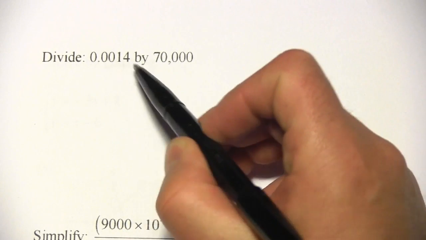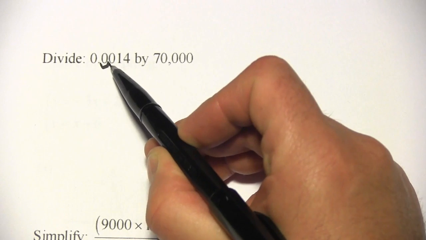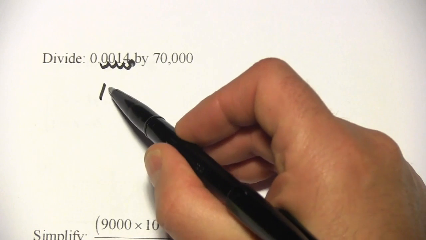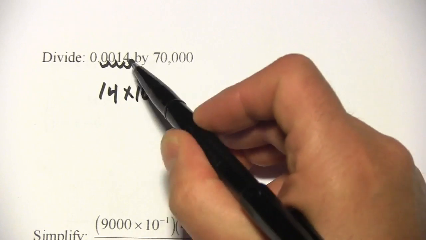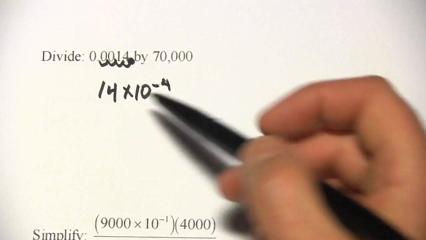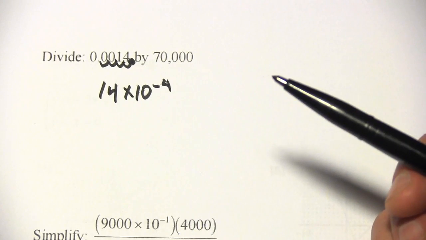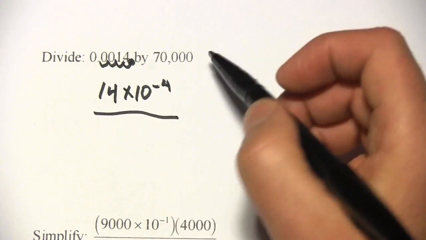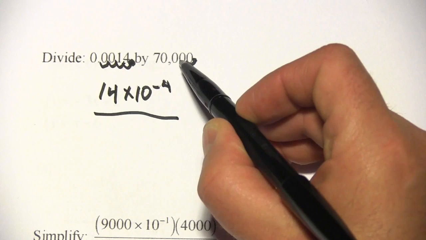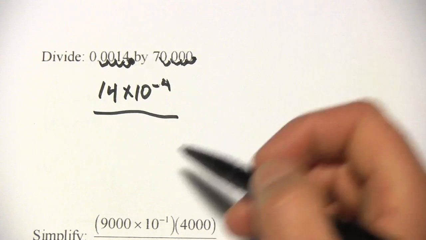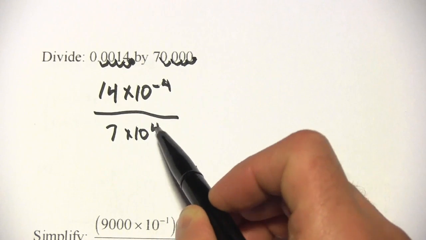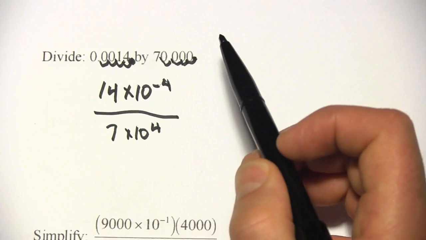So let's try that. In this first one, we're going to move to the right here. 1, 2, 3, and I'm actually going to go 4 so that I get a 14. So I could write this as 14 times 10 to the negative fourth, because we've got that really small number, 0.0014. I moved it 4 places to the right, so it becomes negative 4. We're going to divide that by, well, I'm going to move the decimal point here to the left, so 1, 2, 3, 4. So this is 7 times 10 to the positive fourth, because that's a bigger number. I moved it to the left.